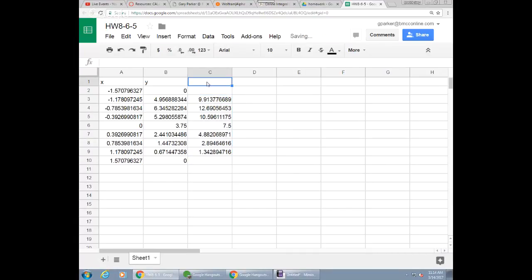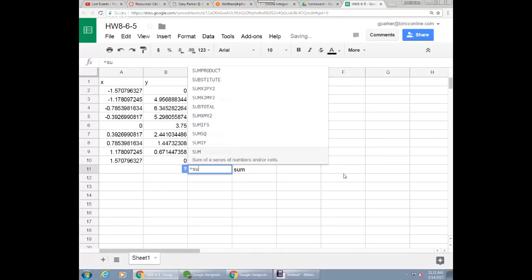So I just make a note to myself, this is 2 times y in middle. Always good to label what you're doing. Those are 0, I'll include them anyway. And then what do I want to do with these here? Just add them up, right? So then I want the sum. So I'll make a note, I'm doing a sum here. So equals sum.